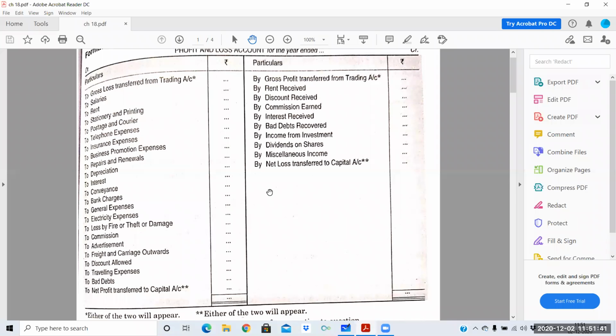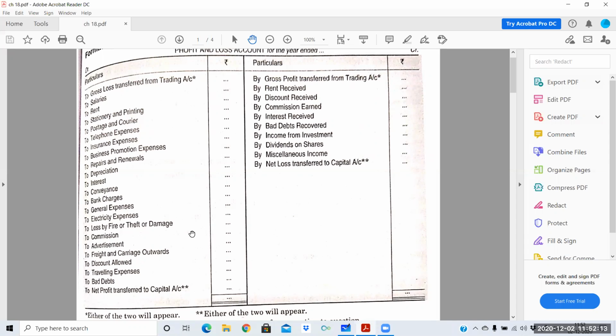Miscellaneous income. If there is any income whose head is not classified or clarified, that income will be kept in miscellaneous income. Very small incomes like 20 rupees you have got from somewhere, 100 rupees you have got from somewhere. For all those small incomes, you have prepared one head. That head is known as miscellaneous income or sundry income. Similarly, the same head can be there on the expense side, sundry expenses or miscellaneous expenses.